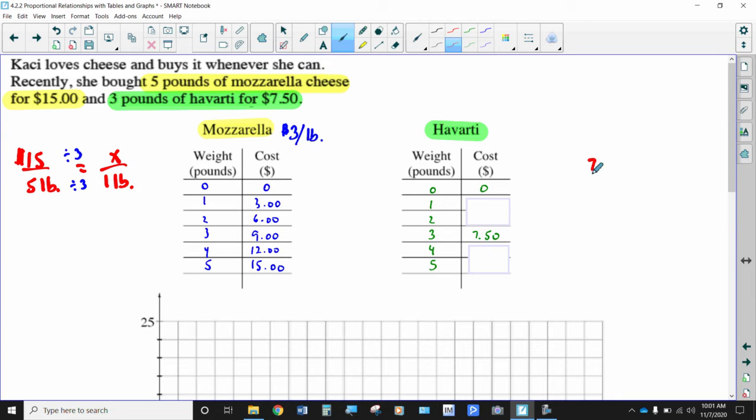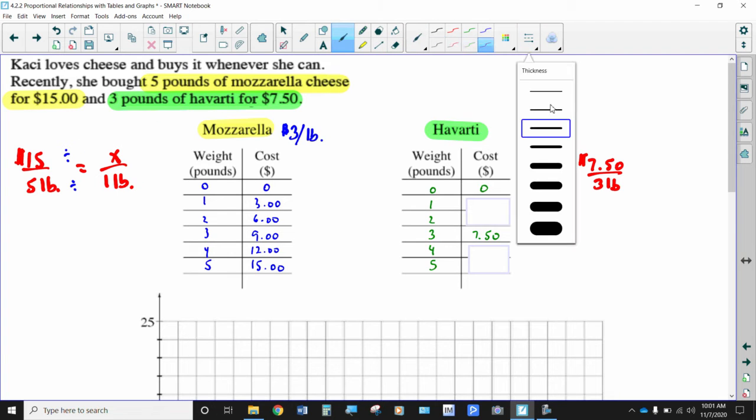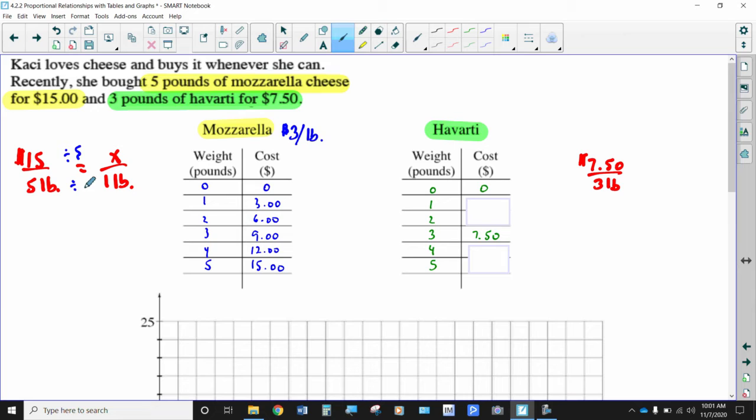If it's $7.50 for 3 pounds. Wait, what did I do there? I said 3. I think I was thinking of the Havarti. Hold on for a second. I can't have that be wrong. You guys are probably raising your hands right now saying, wait a minute, problem. And it was a problem. We were dividing by 5 here, weren't we?